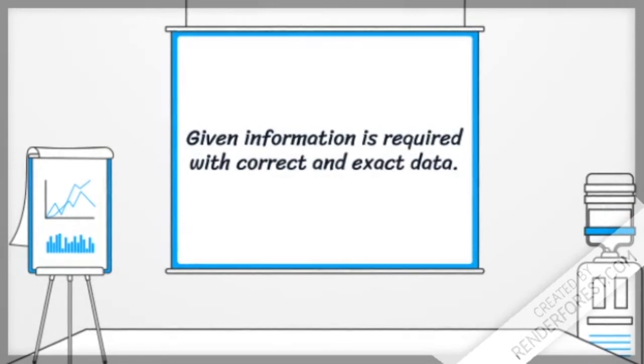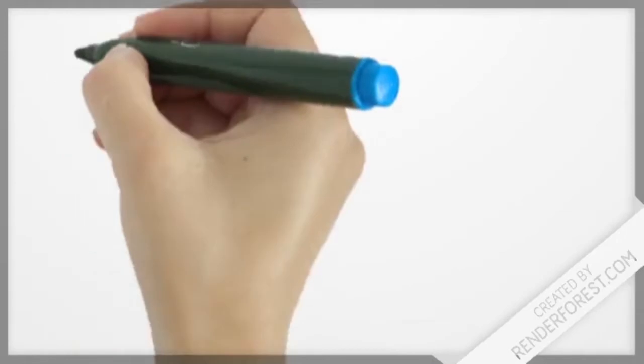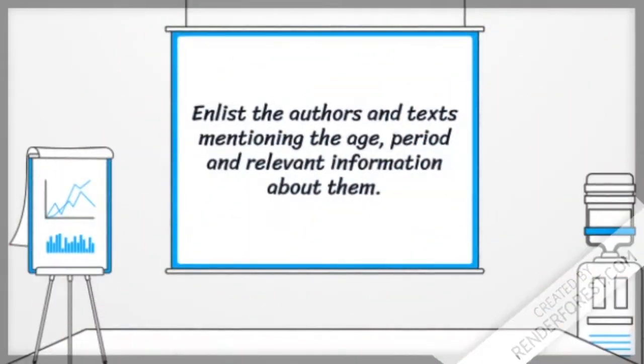such incorrect assumptions only clarify that you have no idea about the basic and necessary points of the concerned author and text. So, it will be better that you should enlist all the authors and texts prescribed in your syllabus, mentioning the age, period and basic information about them. For example, if you prepare Wordsworth, make the key points like this: at first write the full name of the poet, William Wordsworth, then write his birth and death year.